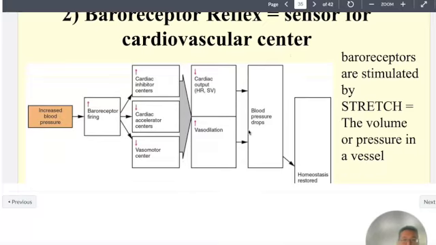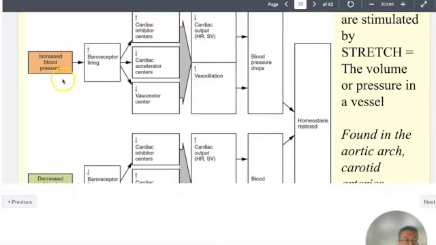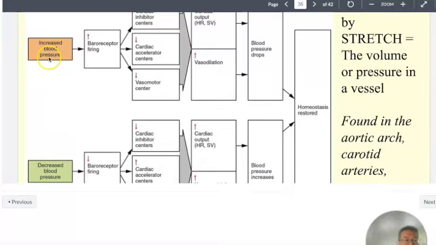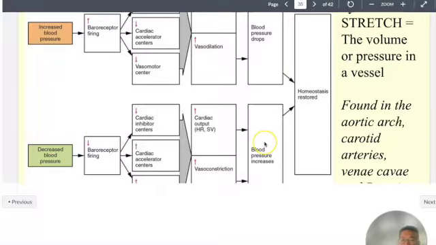Baroreceptors, we talked about this briefly. Baroreceptors are stimulated by stretch, by the volume and the pressure. So it can tell, let's say you have an increase of blood pressure, so it is stretched. What happens when it's stretched? It's too much. Here's what's going to happen: the heart rate will decrease because it's stretching too much. Let's make the vessels bigger so the blood pressure will go down, because if not, it's going to get too much. And then here's the opposite.